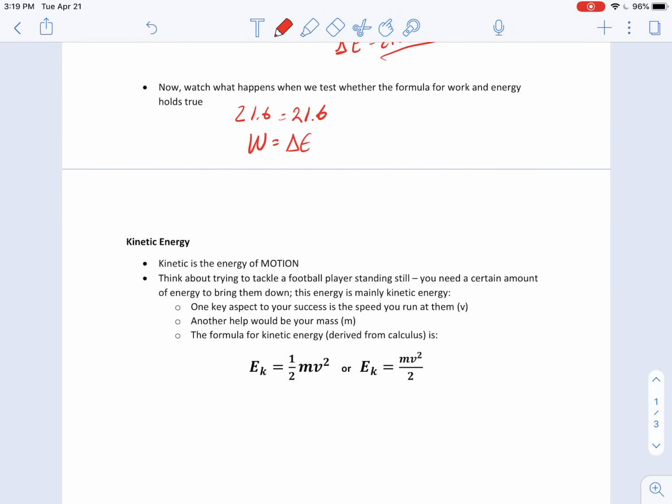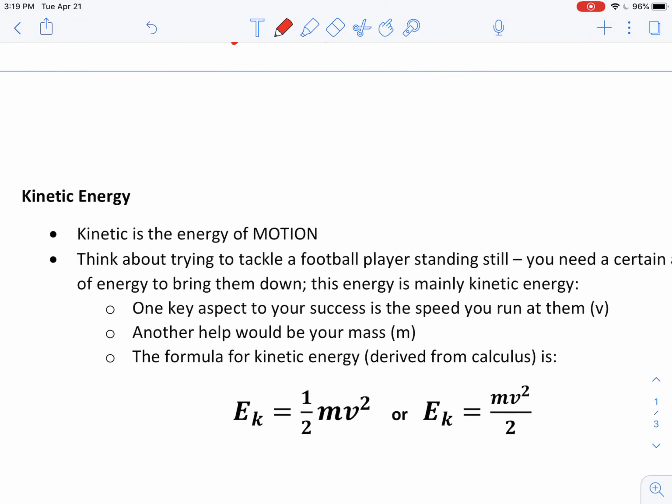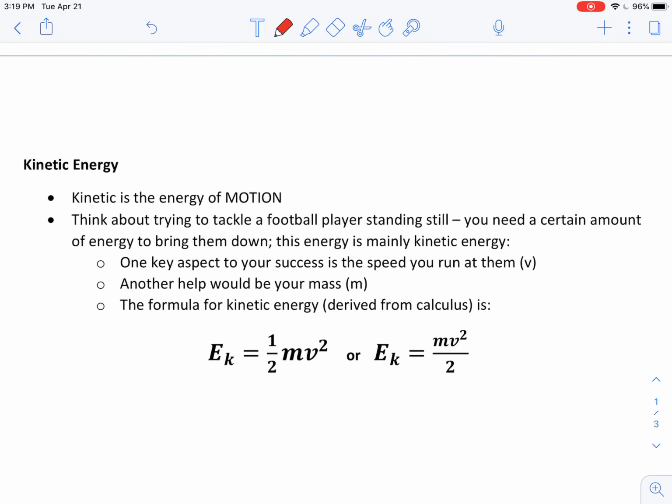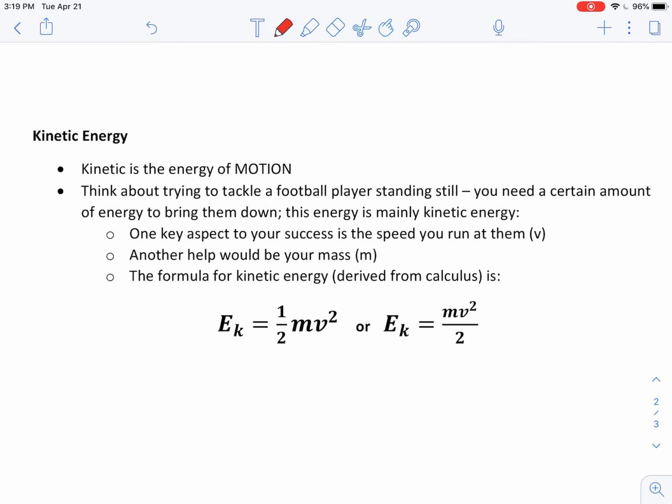If we move on, kinetic energy is the energy of movement, of motion. It's easiest to think about a person running. An adult running has a lot more energy to do work than a child running. They just have more mass, they have more speed, they are running with more energy. So think about trying to tackle a football player. You have a football player just standing there, and your job is to tackle them. In order to do that, two things are really going to help you. One of them is going to be your speed.